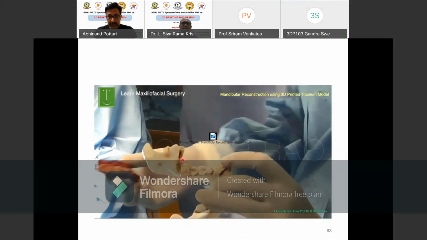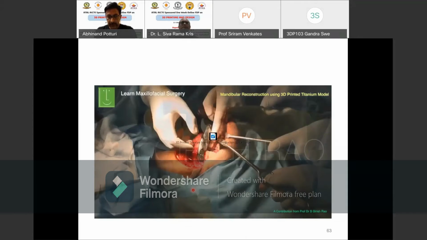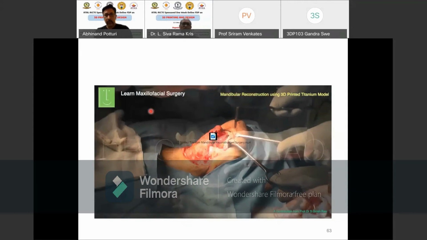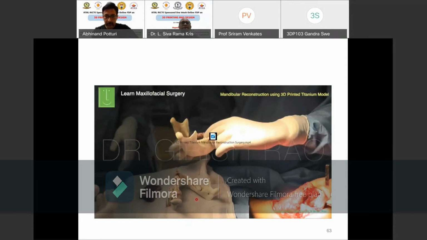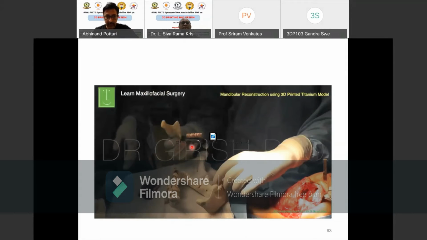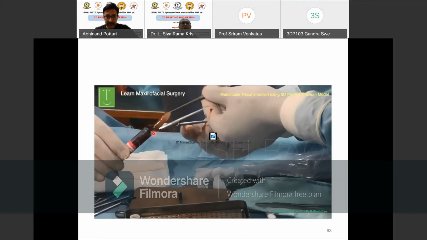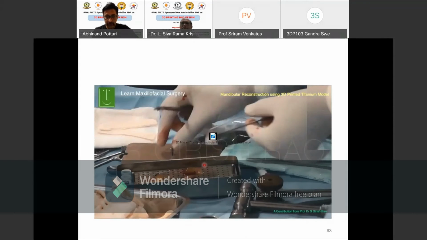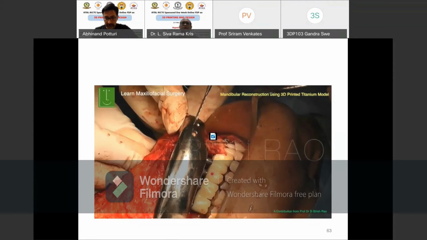Now see, that is a 3D printed model of the same patient. And this is the 3D printed titanium, which we are going to put in the place of the removed bone. We are just checking whether it is fitting properly or not. And then don't worry about this. This is just some bone growth material which we are going to put there so that it will help in bone formation. And these are the teeth which are going to come into that place.